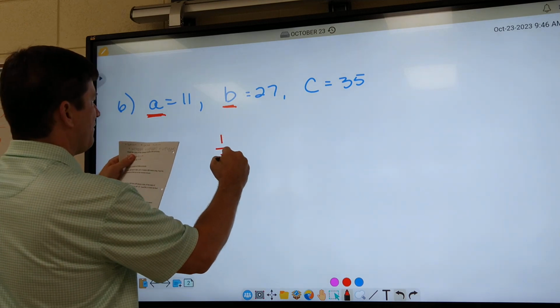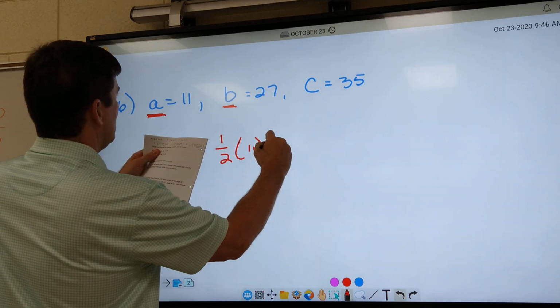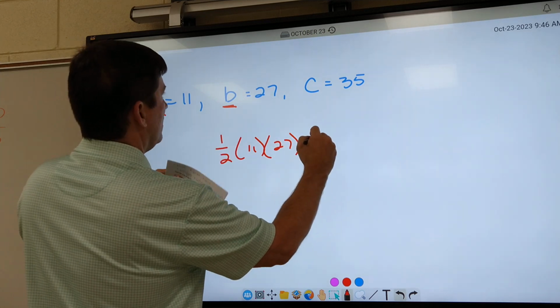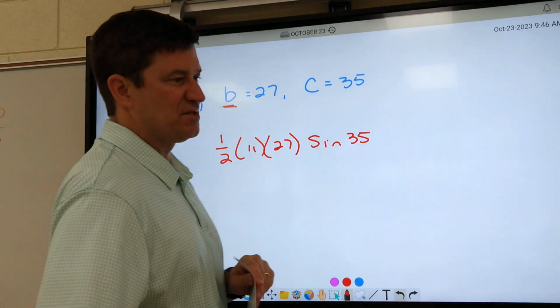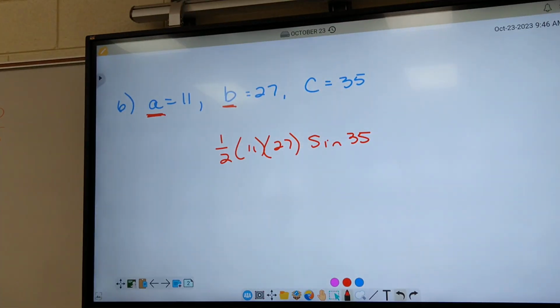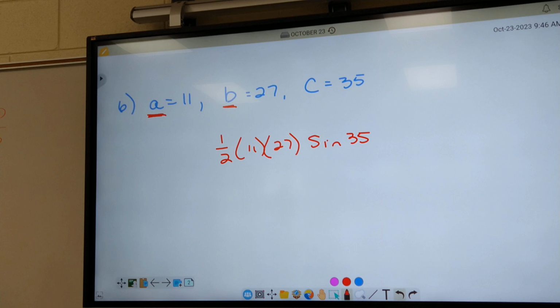So I got 1/2 times 11 times 27 sine of 35. And all you have to do is type that in. This is just finding areas of a triangle with me giving you the formulas.